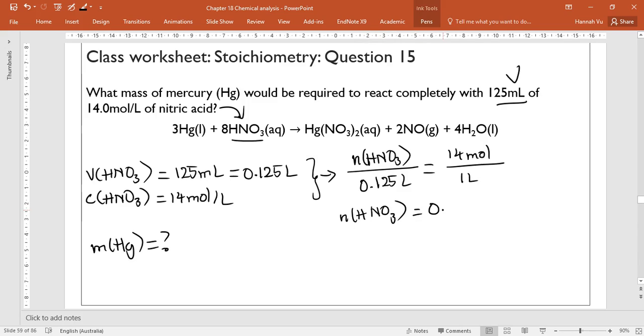Okay, 0.125 times 14 over 1 really, times 14 is 1.75 mole. So this is the number of mole of nitric acid. You then should be able to work out the number of mole of mercury using the mole ratio.